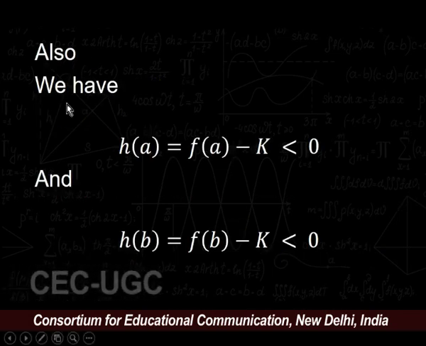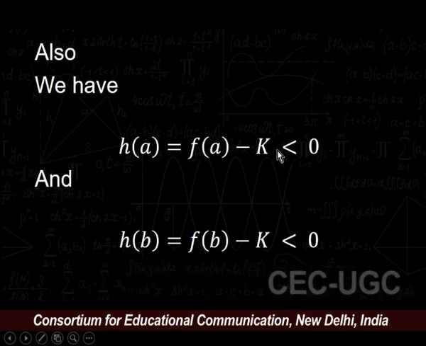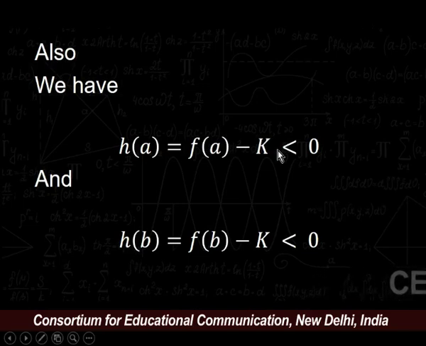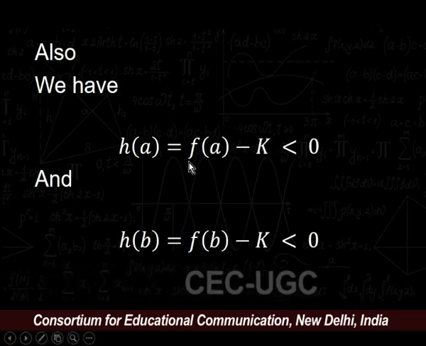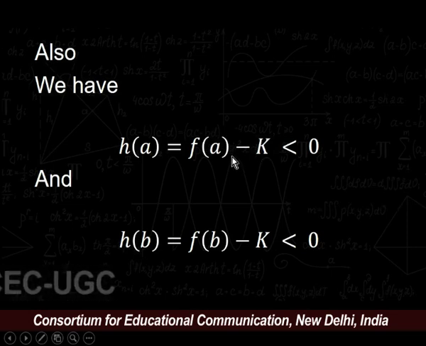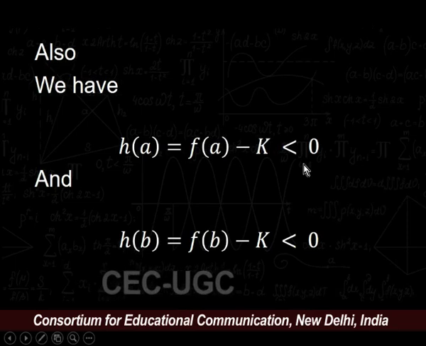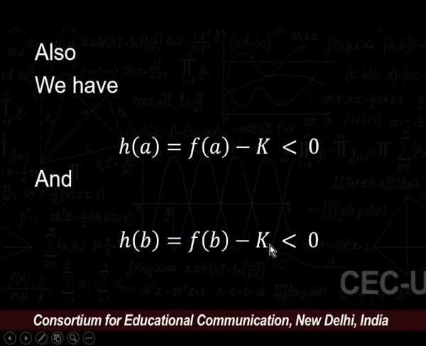Also, we have h of x is equal to f of x minus k. Then replace the values of a and b with respect to x, then we get h of a is equal to f of a minus k, and by the assumptions f of a minus k is less than 0, and h of b is equal to f of b minus k, which is again less than 0.